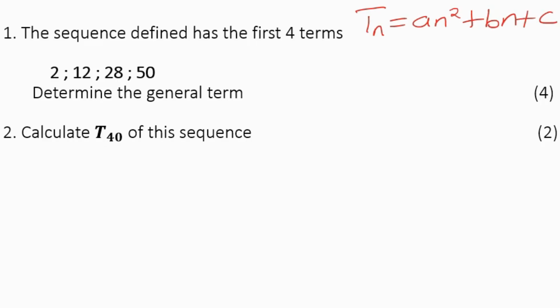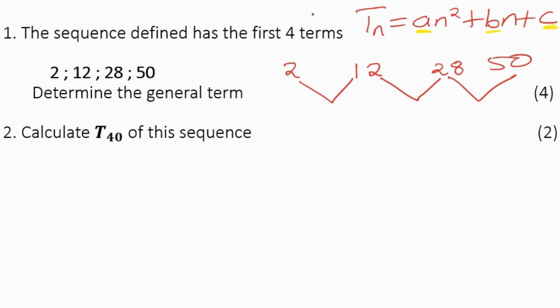All right, so what we are basically looking for, we are looking for a, b, and c. So that is exactly what we are looking for. So what we can do now is to differentiate. So we have got 2, we have got 12, we have 28, we have got 50, right? So we take the first difference there.